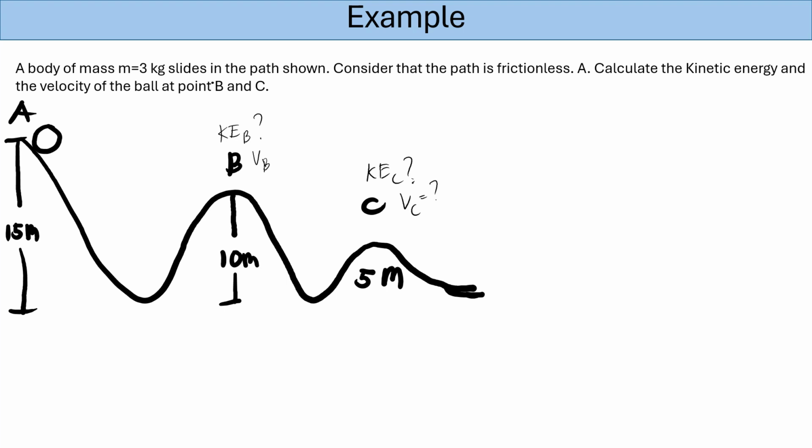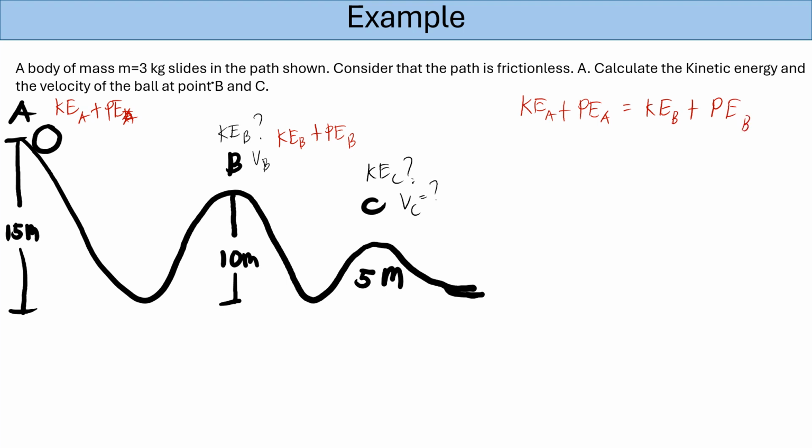Okay, so here we can write KEA plus PEA. And here we can write KEB plus PEB. So according to our formula earlier, we can just equate that. You have KEA plus PEA is equal to KEB plus PEB.